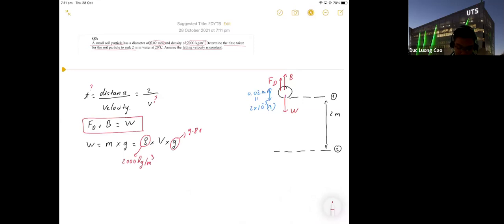Volume, V here, in this case is the volume of the sphere. V of the sphere equals pi d power 3 divided by 6. That is the volume of the sphere. So it's easy. You got it?